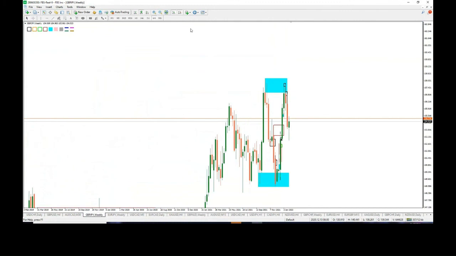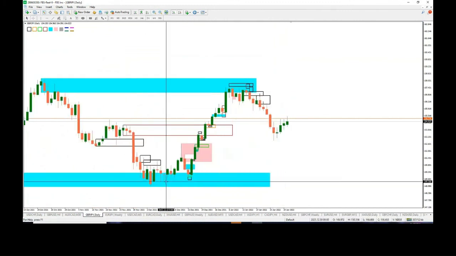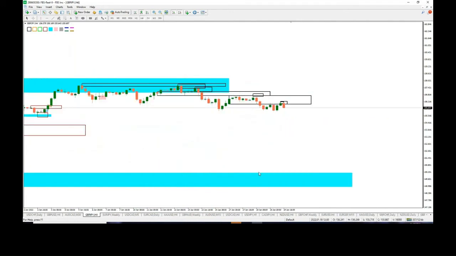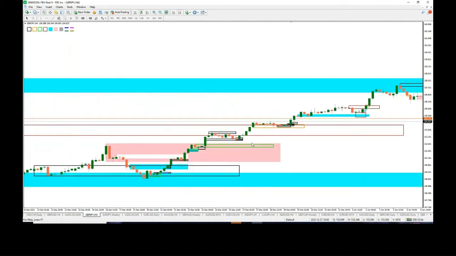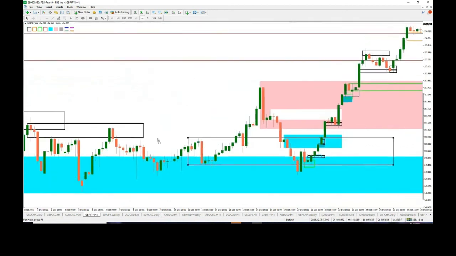This is weekly setup, right? So we can wait for daily or H4. So daily zone, daily we wait for H4, H1. So that's a confirmation for buy, right?